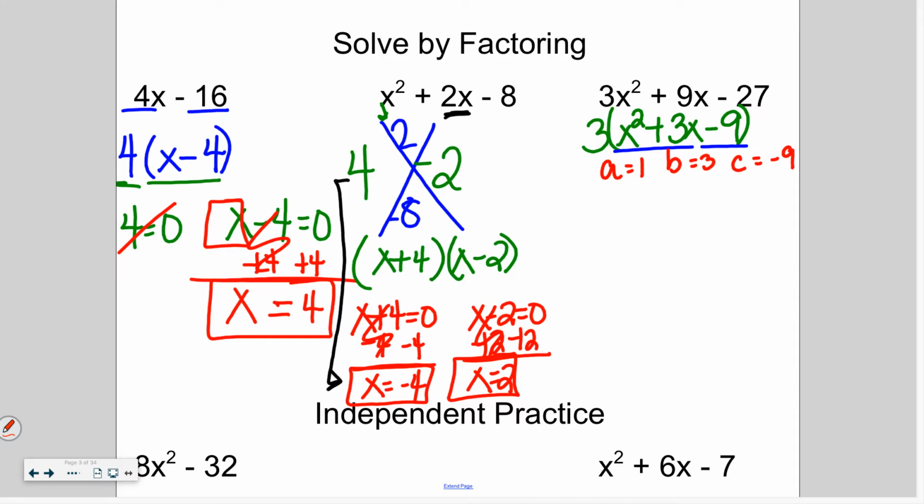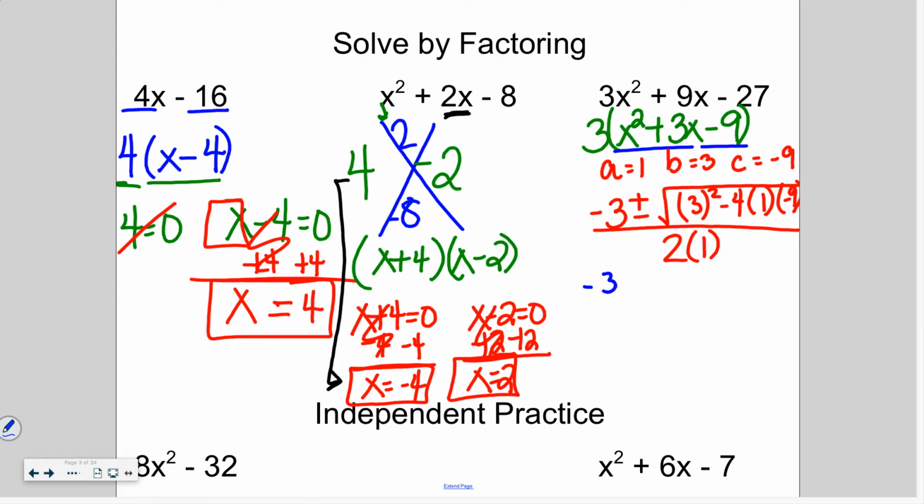So negative b, so negative 3 plus minus the square root. B squared, so 3 squared, minus 4 times a times c, all over 2a. Alright, so you can put this in your calculator. I prefer to do it by hand, so I'm going to show you.